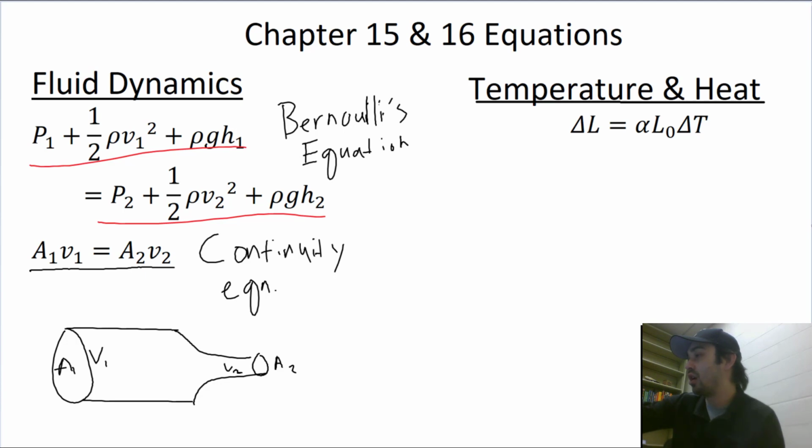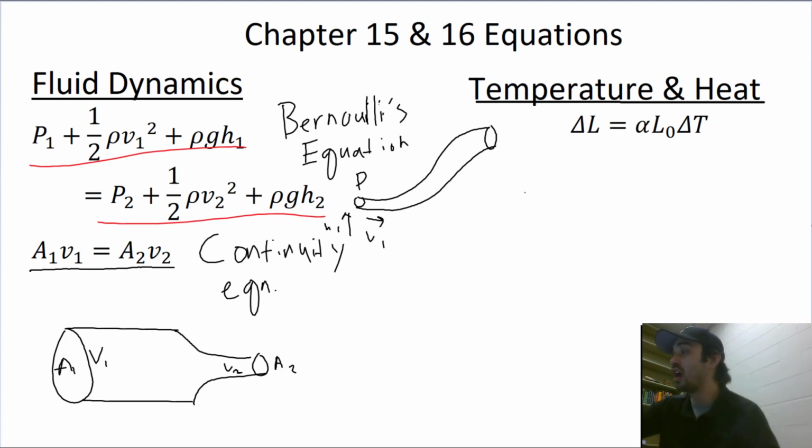So if I consider some system where I have a pipe that is going to go up to some height like this, so here's our pipe. This has some velocity V1, this is at some height H1, and there's some pressure P1 here. This is going to have some height H2, some velocity V2, and some pressure P2. Okay? So if we know what these quantities are, we can combine them in Bernoulli's equation to say that this forms some constant.